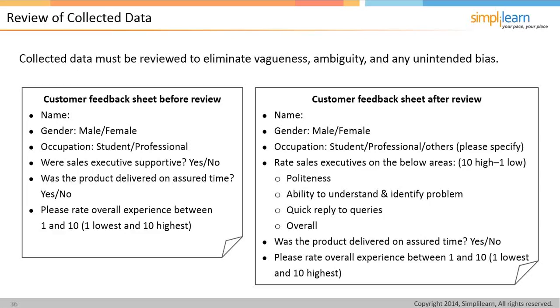So that was before. Teams got through, they reviewed this, and they've changed some stuff. So the name and gender is still there. The occupation, instead of student or professional, now they've got others, please specify, so they've elaborated on that, because not everybody might categorize himself as being either a student or professional.